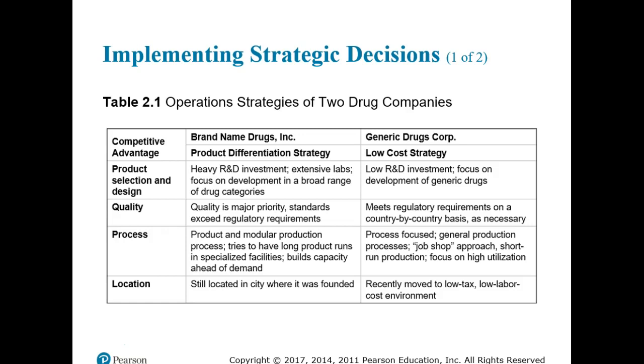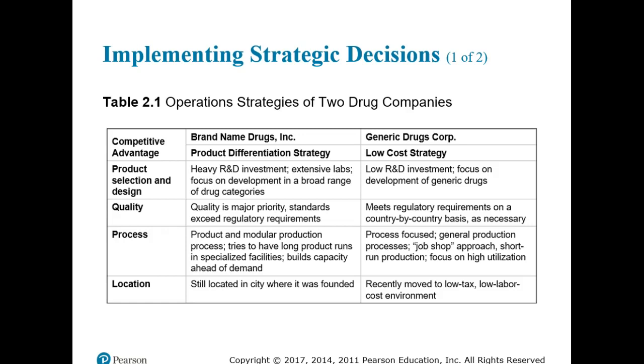So throughout the textbook, we will discuss how these decisions are implemented in ways that provide competitive advantage. How this might be done for two drug companies, one seeking competitive advantage via differentiation and the other via low cost, is depicted in this slide here on table 2.1. So here we have the low-cost strategy to the right, and then you have your competitive advantage to the left.